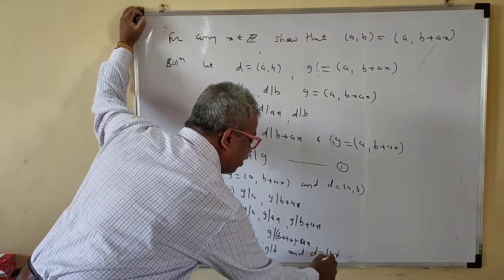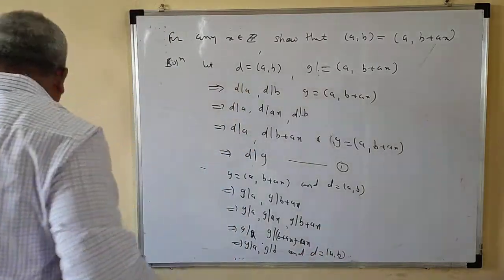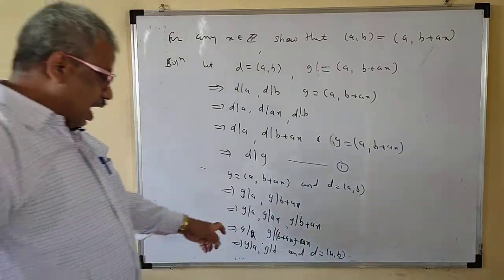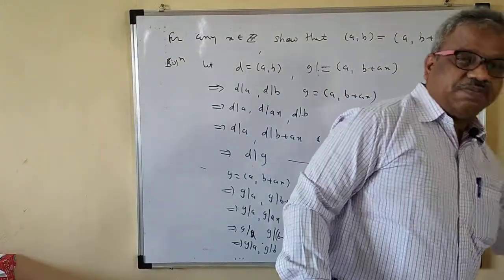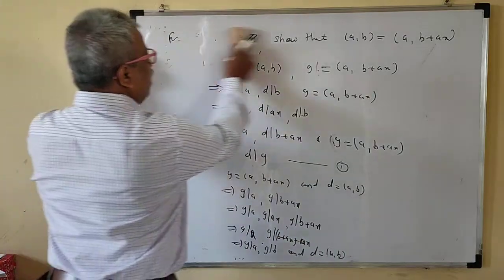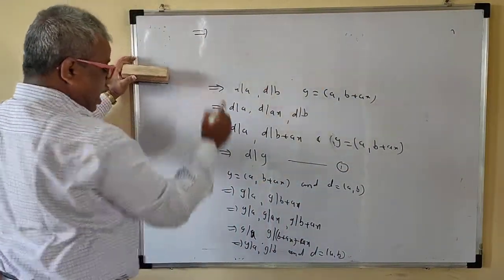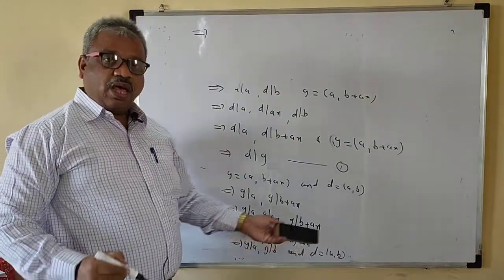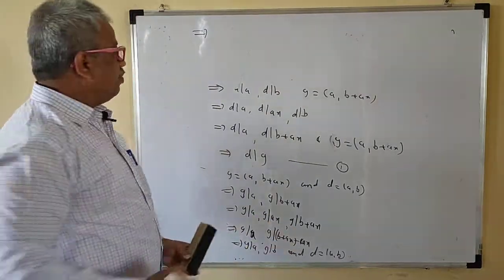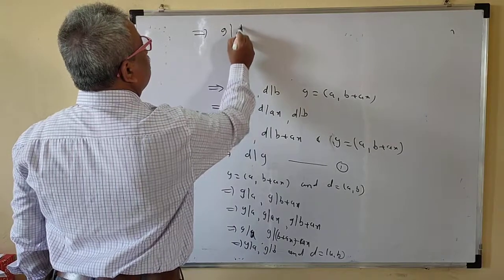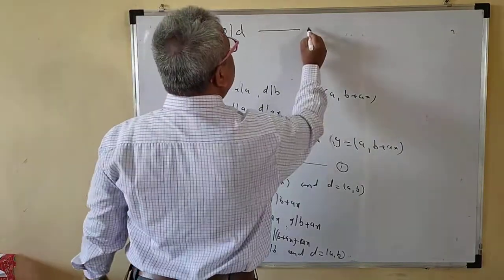And d is the GCD of a and b. So GCD of a and b is d, and g is then a common divisor of a and b. Therefore, any common divisor of a and b also divides the GCD of a and b. So g divides d. I will call this 2.